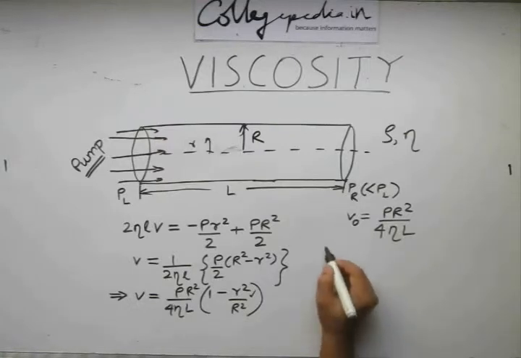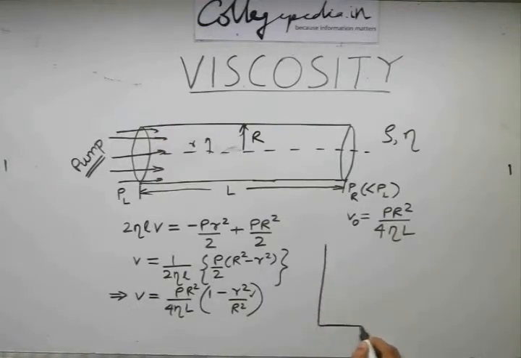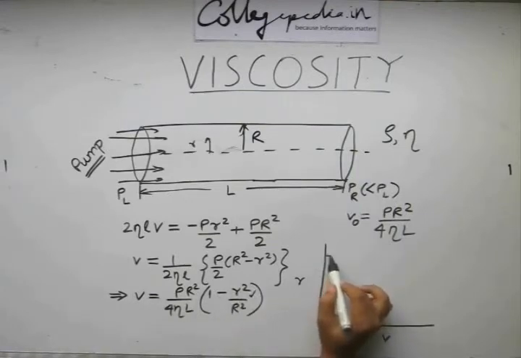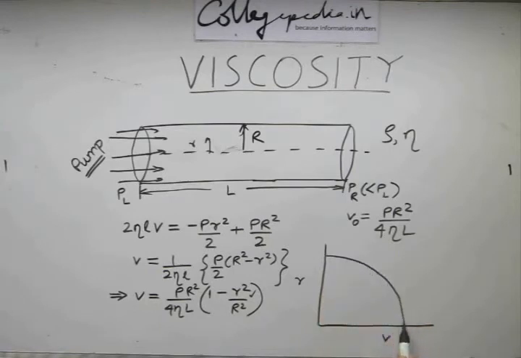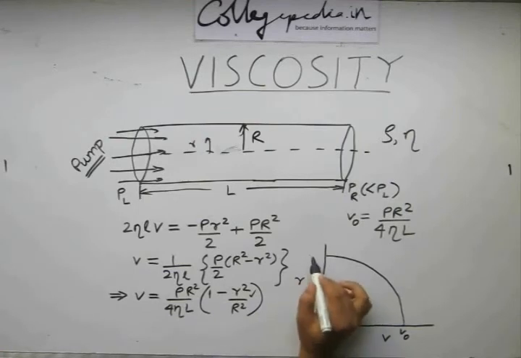If we look at the velocity profile diagram plotted between r and V, we will have a parabola, because this represents a parabola, something being a function of some variable square. So this parabola is going to be something like this. This is the maximum velocity V naught, and this is the maximum radius capital R.